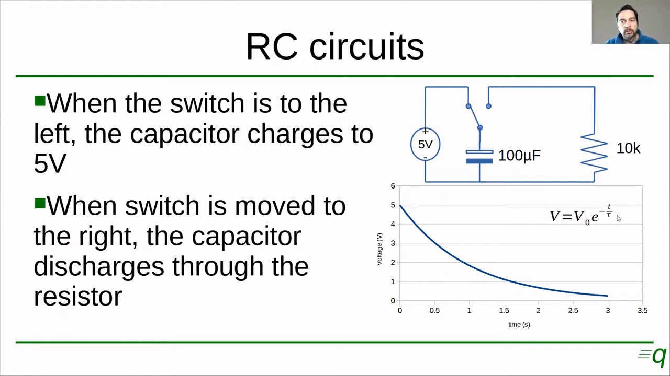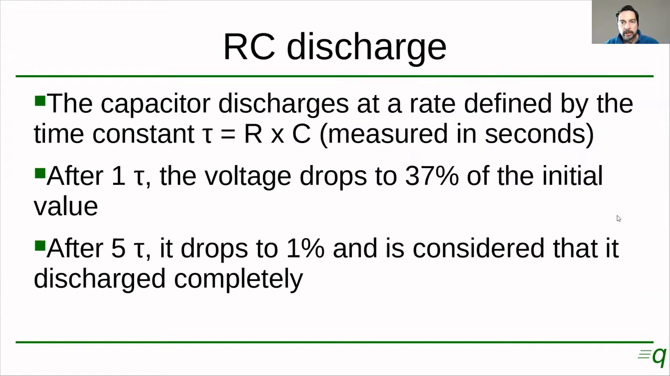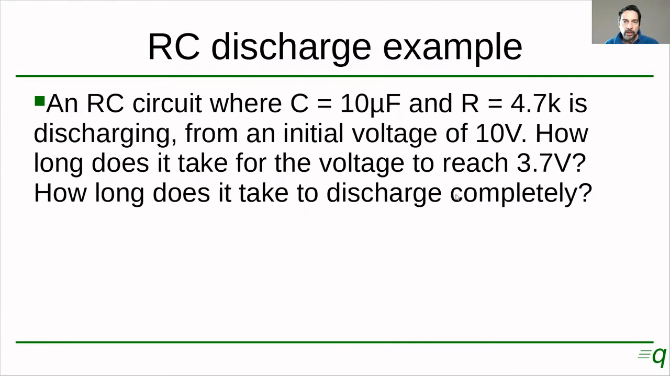Then solving for t, we know exactly how long it will take. But remember that after 1 tau, after 1 time constant, the voltage drops to 37% of the initial value. So in this case, if you have a look at this, 3.7 volts is 37% of the initial value of 10 volts. So the answer is that this is going to take 1 tau.